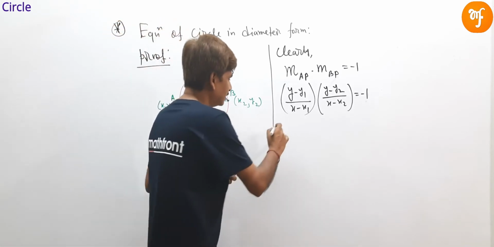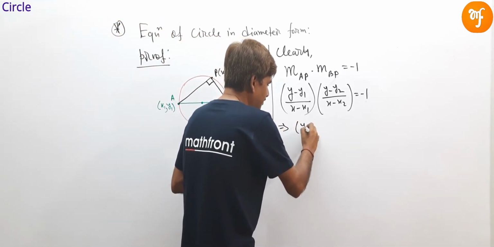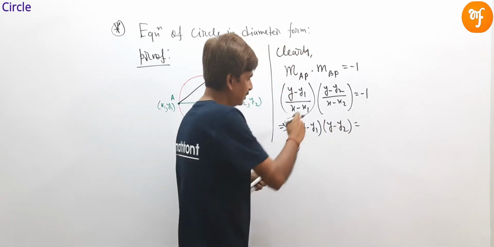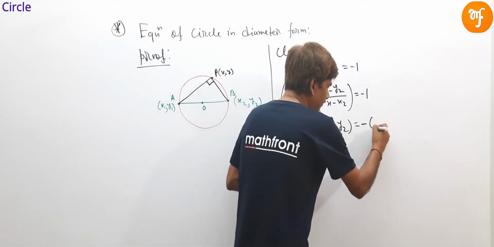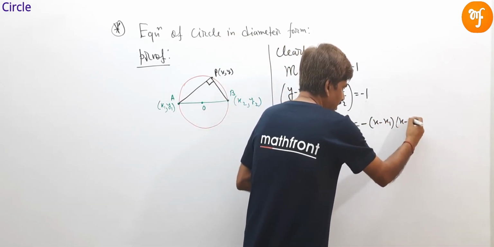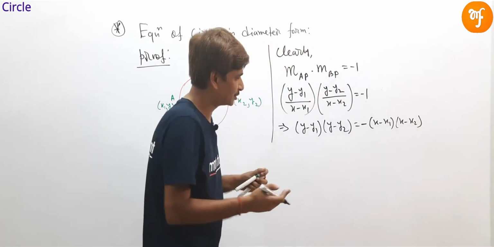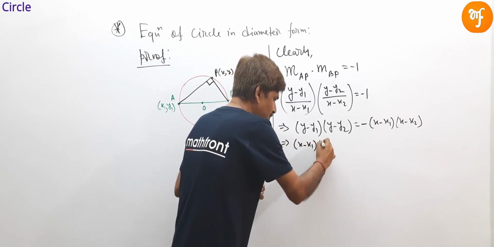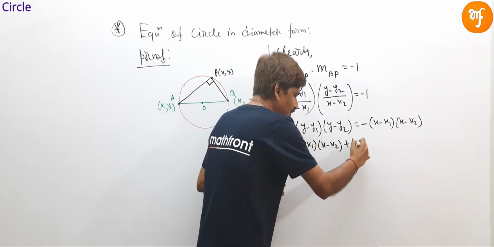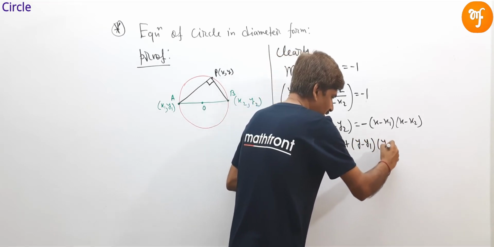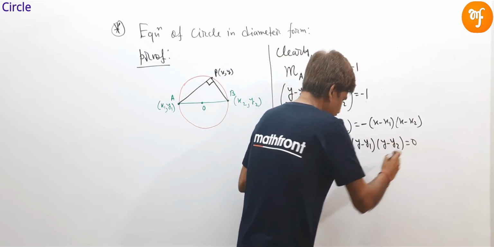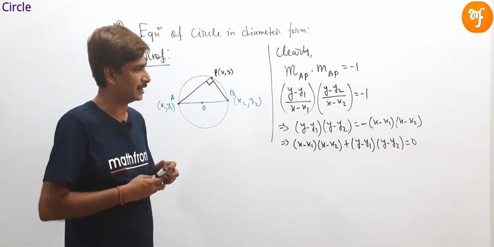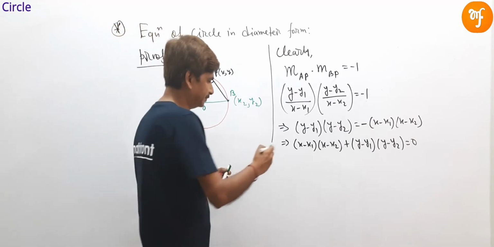Okay, so writing it, y minus y1 into y minus y2 is equal to, making the cross multiplication, minus of x minus x1 into x minus x2. Okay, so shifting this to the left hand side, we'll get x minus x1 into x minus x2 plus y minus y1 into y minus y2 is equal to 0. Okay, very easy. So in this way we can find the equation of the circle in diameter form.